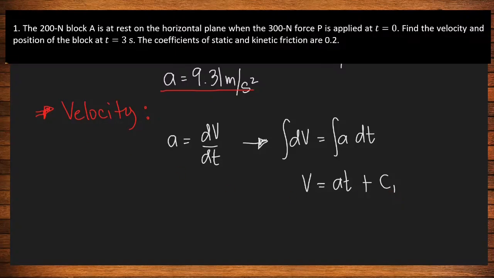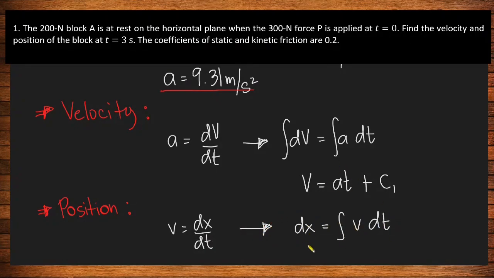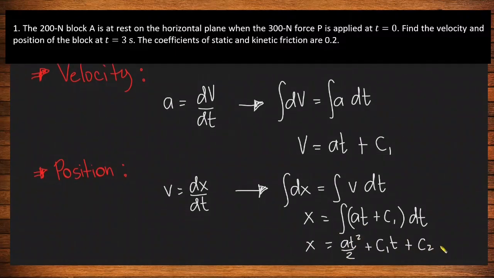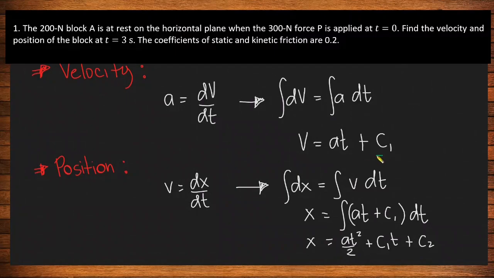And then similarly, the position coordinate can also be solved from the definition of velocity. So recall that our velocity, that is equal to the first derivative of our position vector with respect to time. So again, we can just separate our variables here and then we can integrate both sides. So now we have an equation for our position in terms of our acceleration. So that is x equal to at squared over 2 plus c1t plus c2. Okay, so the constants of integration c1 and c2 can be found from the initial condition.